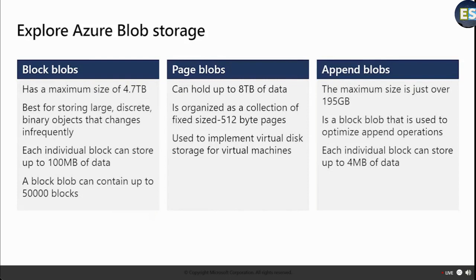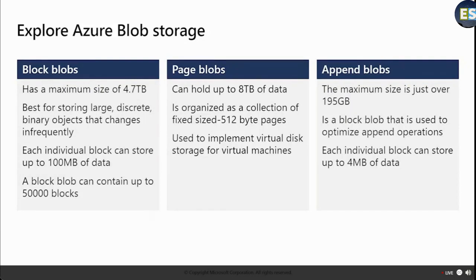Now, a page blob is organized as a collection of fixed-size 512-byte pages. And so a page blob is optimized to store random read and write operations. You can fetch and store data for a single page if you need it. A page blob can hold up to 8 terabytes of data. And so Azure actually uses page blobs to implement the virtual disk storage for Azure virtual machines.